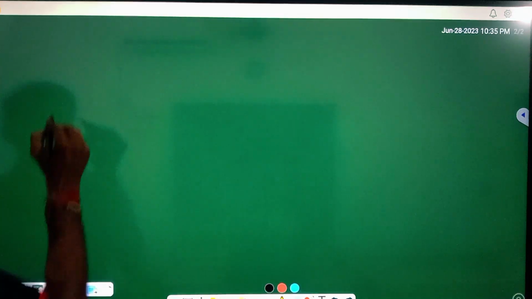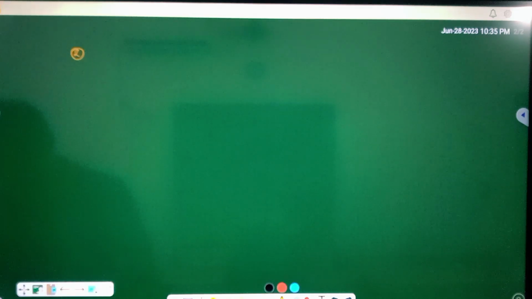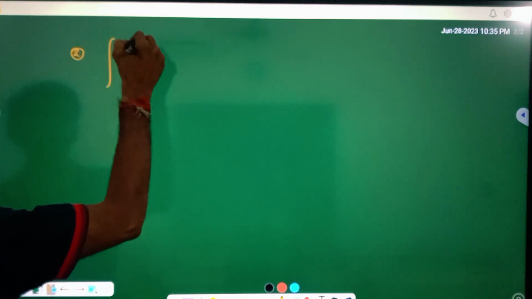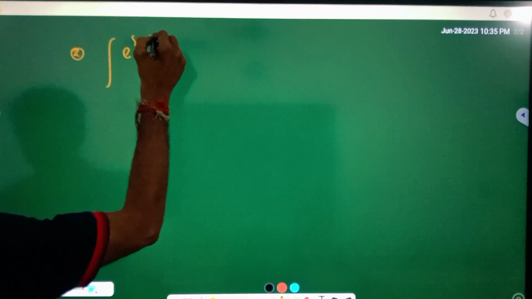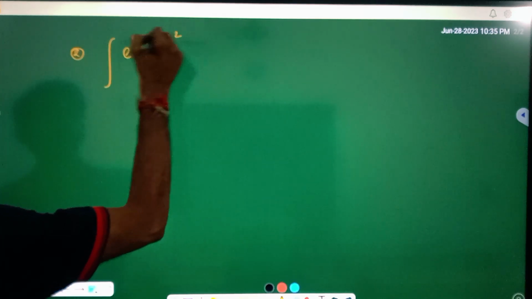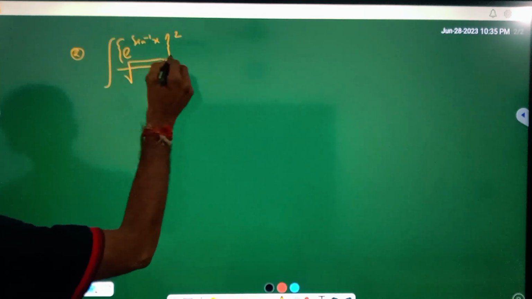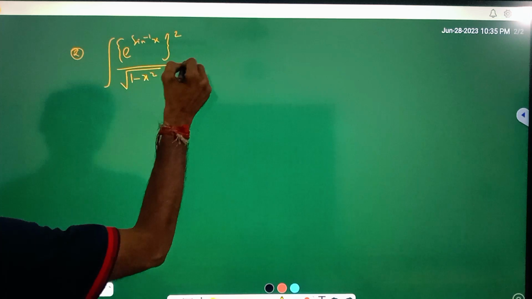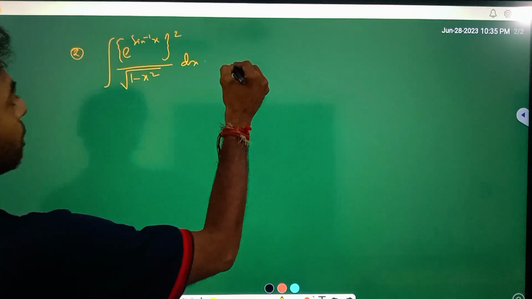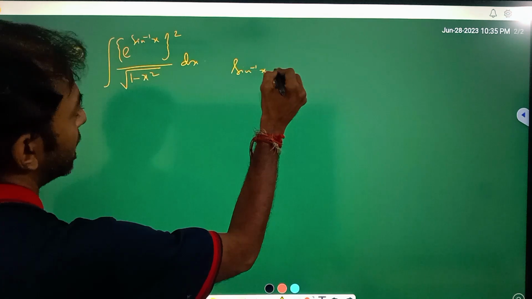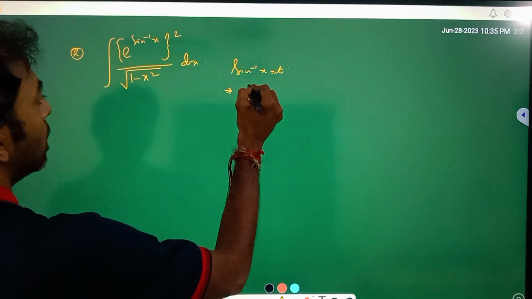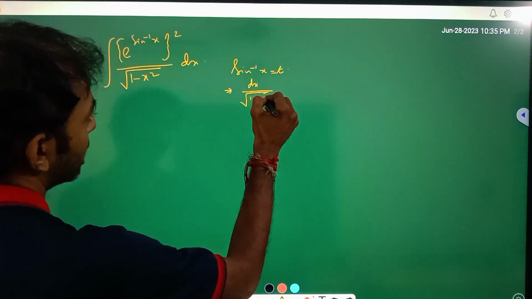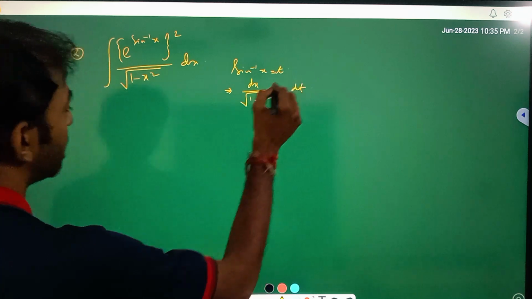Then the second problem is something like e power sin inverse x whole square, total by under root 1 minus x square dx. Very easy problem. Just substitute sin inverse x as t. Then you will get the differentiating result, that will be dx by under root 1 minus x square, and that will be dt. Right hand part will be dt.